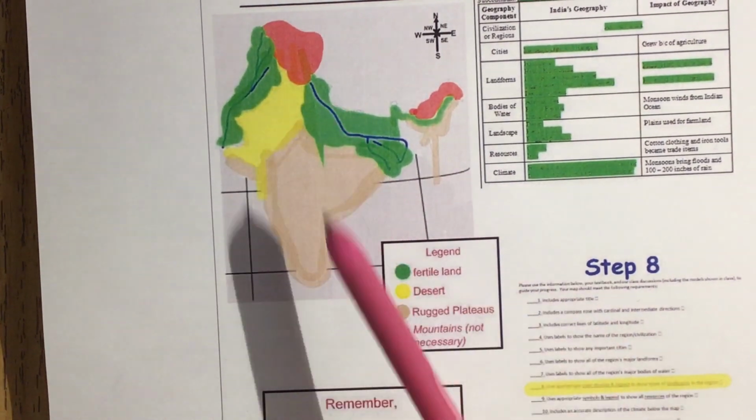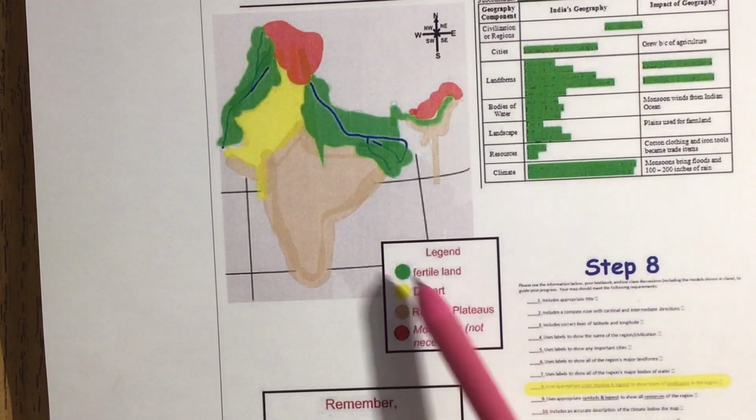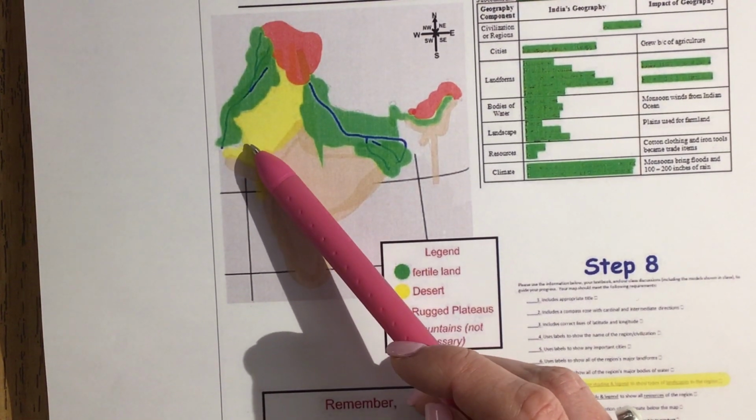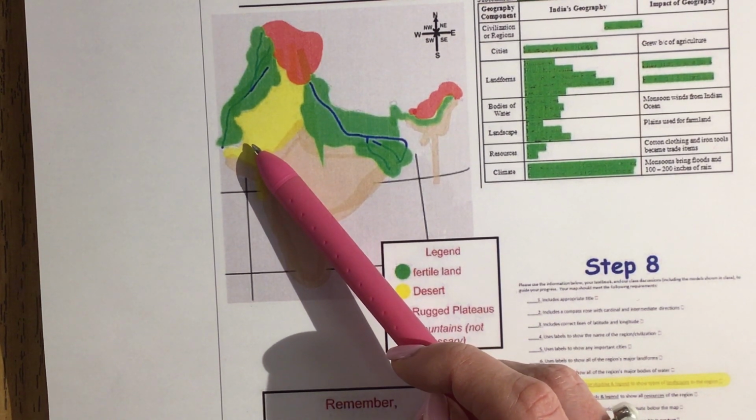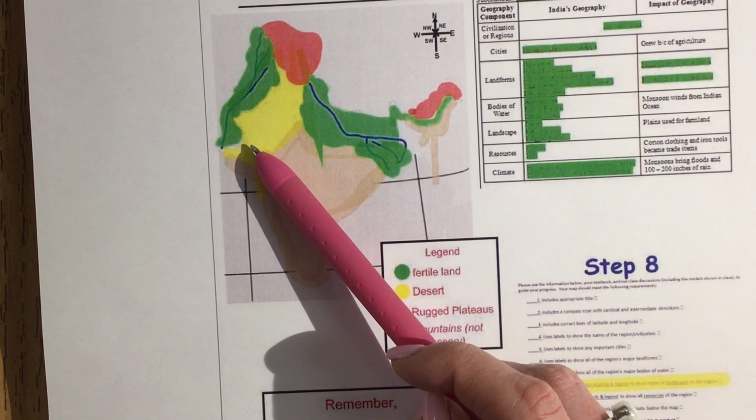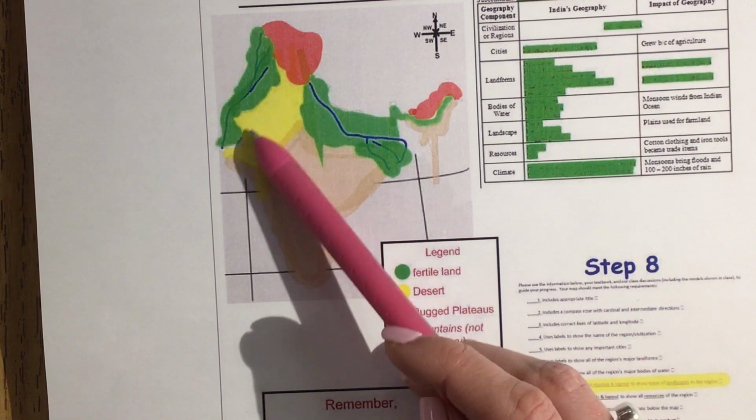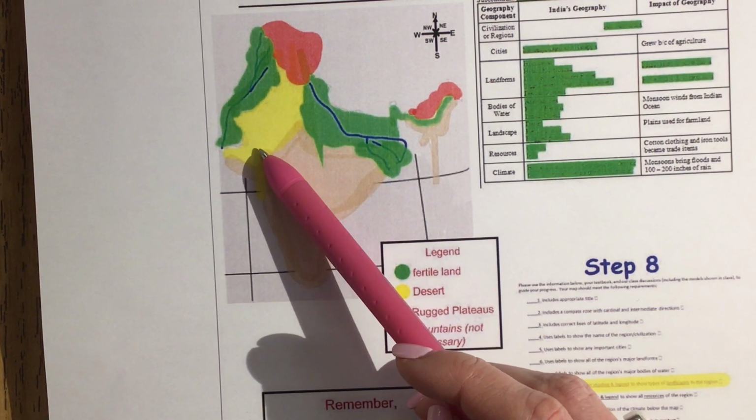But the desert, this is important. This area over here should be whatever color you chose for desert. And just think about this. If you labeled it Great Indian Desert, yet you colored it green for fertile plains, that makes no sense. I've seen kids do that year after year. So you want to make sure it's colored the color for desert.